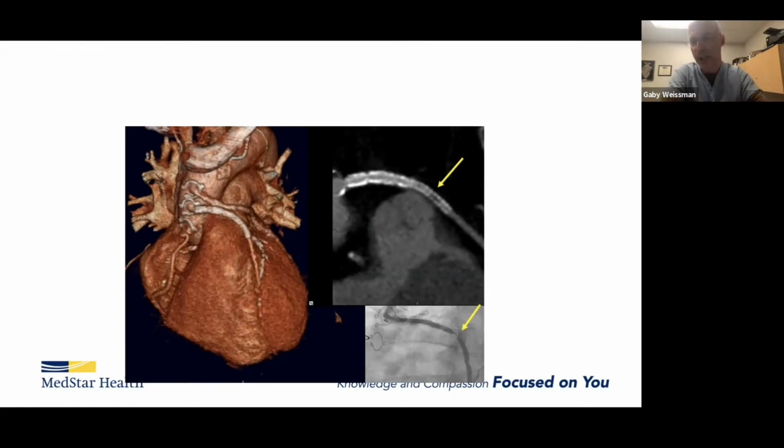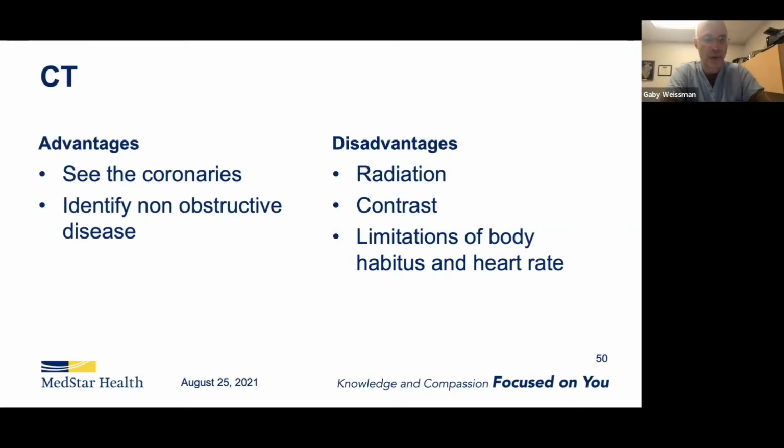It's just an anatomical test. There is no physiology. I can't tell you anything about blood flow. I can't tell you anything about motion. But what I can tell you about is what the coronaries look like, which was the question that you were asking in the first place. So advantages, you see the coronaries. Second advantage, you identify non-obstructive disease. Maybe that would lead you or the patient to act differently, even if the chest pain is not related to obstructive coronary disease. Disadvantages, it's a CAT scan, so there's radiation, there's contrast, there's limitations of body habitus and heart rate. If the patient is very large up top, if their heart rate is very fast, all of those things get in the way. So there's potential limitations there.